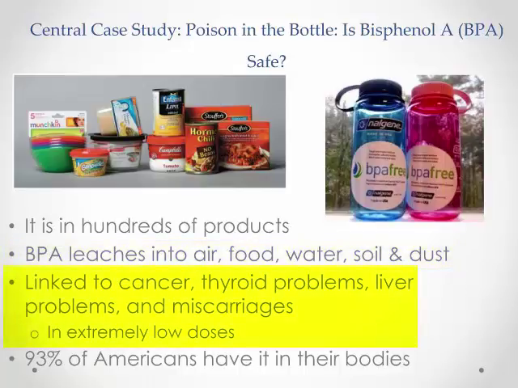BPA has links to cancer, thyroid problems, liver problems, and miscarriages, and is suspected to cause effects at extremely low doses. It is estimated that 93% of Americans have it in their bodies due to continual exposure. Researchers, doctors, and consumer advocates want governmental regulation on BPA. The chemical industry insists it is safe, but some countries and states have banned it. There is a full ban in Canada, and it is banned from being in baby bottles in the US and the European Union. Increasingly, companies are voluntarily removing BPA from their products.